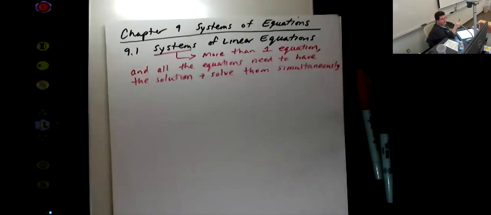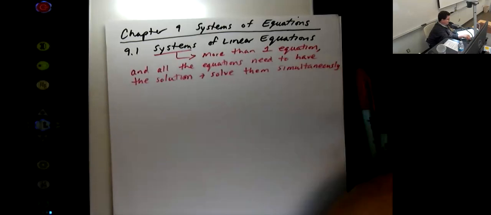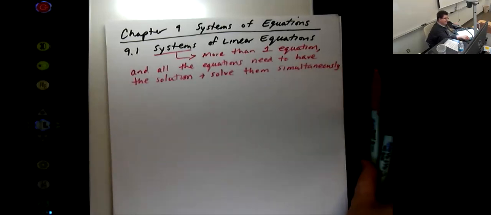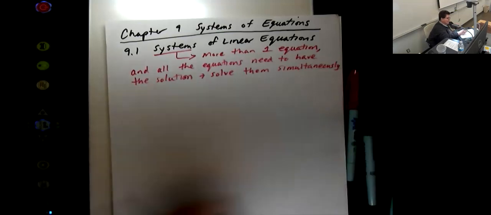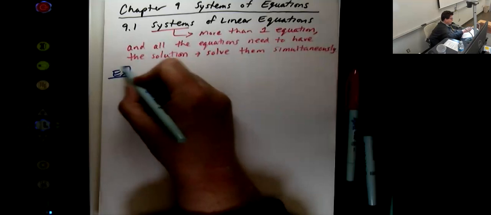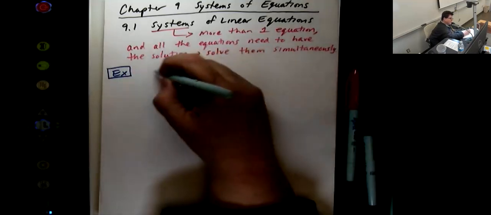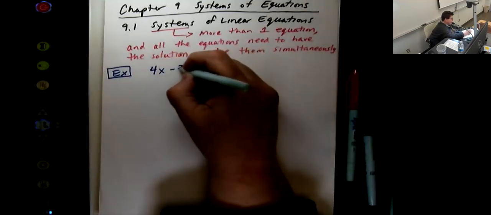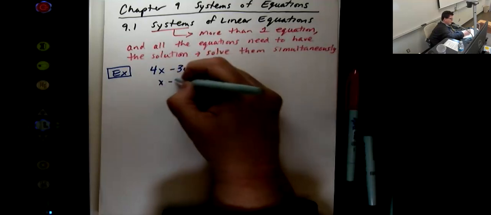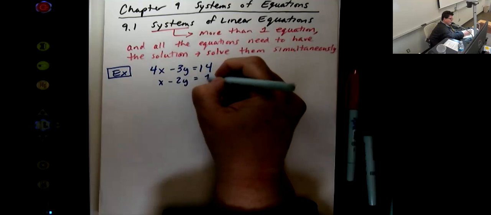We know how to solve linear equations, and we've been doing that the whole time. You've got an x and a y in it. I think the easiest way to go about doing this is just to dive into an example: 4x minus 3y equals 14, and x minus 2y equals 1.